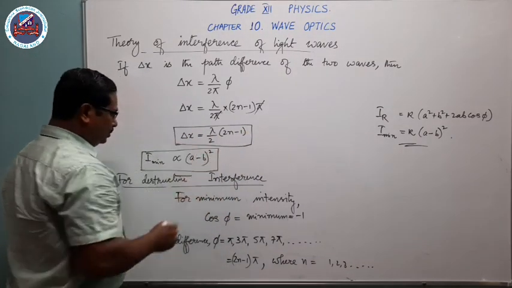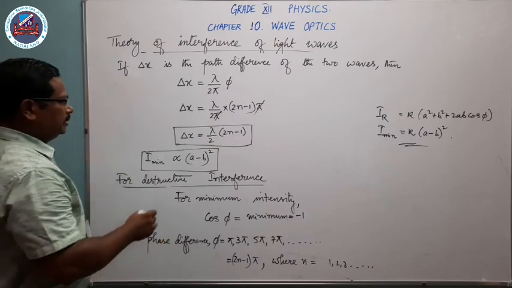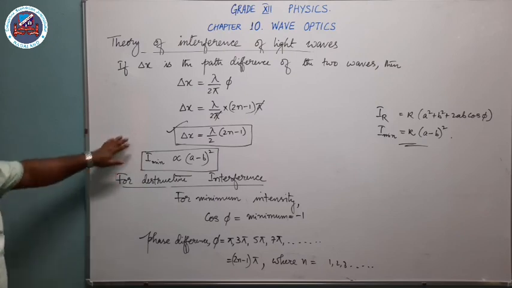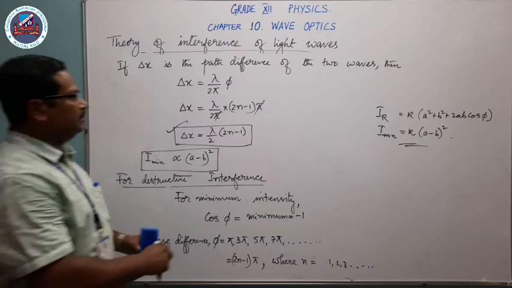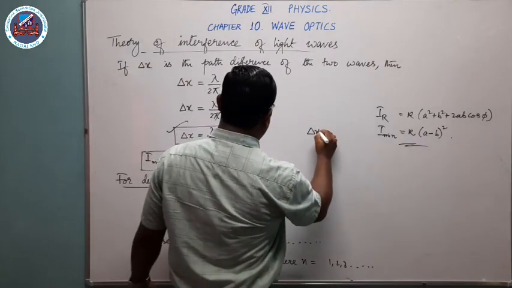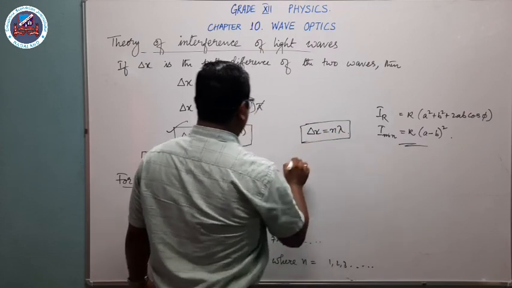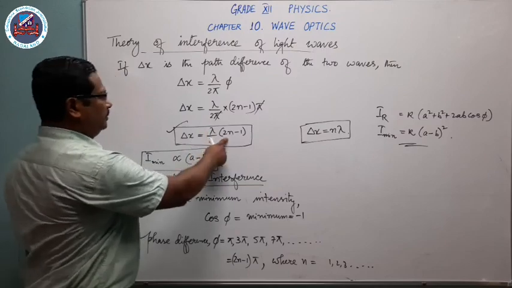Now while doing Young's slit experiment, the relation between path difference and phase difference for destructive interference, and for constructive interference you got like this: delta x equal to n lambda. This is for constructive interference, and this is for destructive interference.